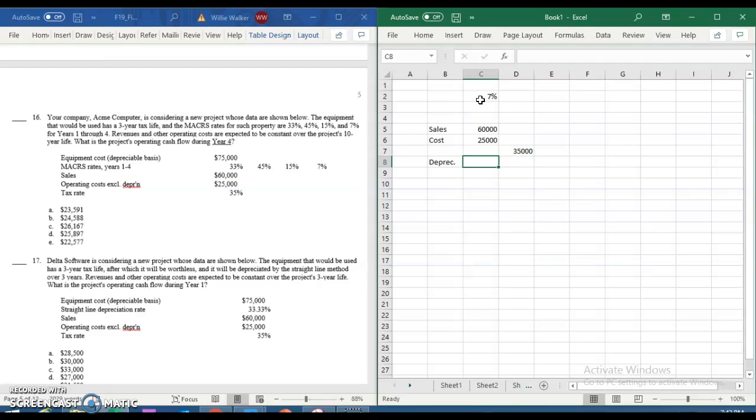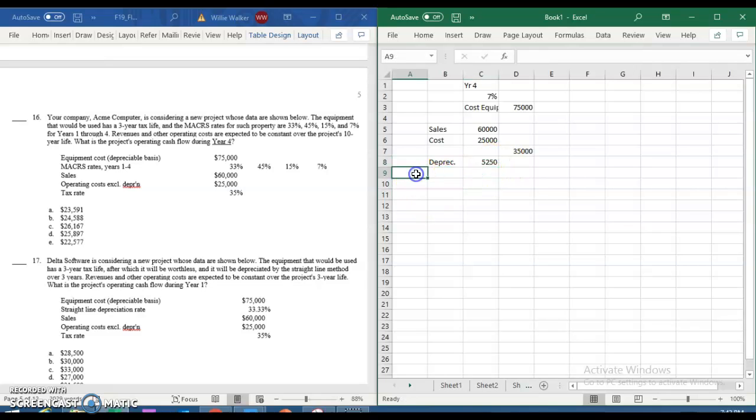7% is going to be, I'm going to say, cost of equipment. Okay, 75 grand. Okay, so for year 4, we can calculate depreciation by just taking this equipment cost, multiplying it times our percentage that we can take in depreciation for that year. Okay, so we have our depreciation expense.